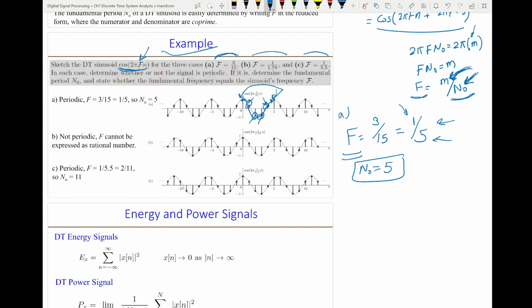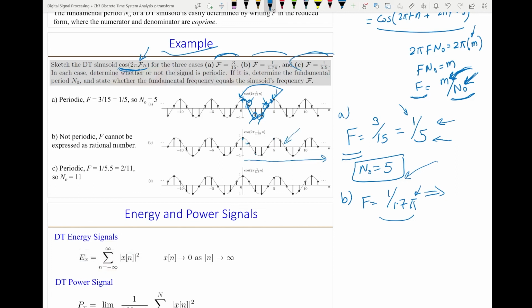Now for part B, F is 1 over 1.7 pi. You can multiply numerator and denominator by any integer, but this will never be an integer divided by an integer because of that pi. So this is digitally aperiodic. I can just keep going and going, and the samples here will never repeat themselves.